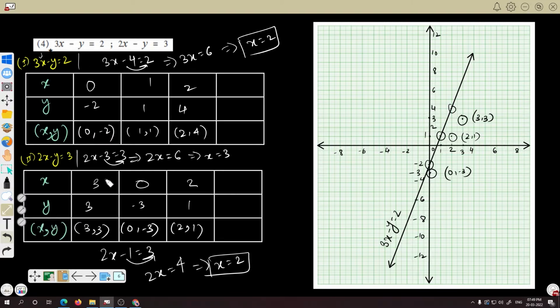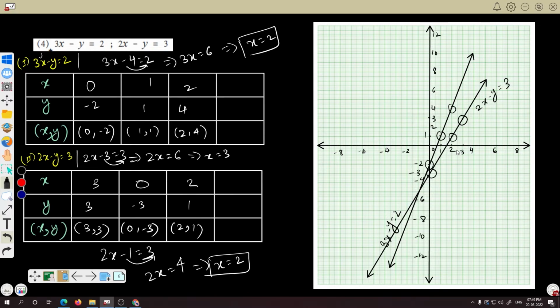To plot the graph, I will join all the lines in such a way that the points lie exactly on the line, like this. The graph looks like this. Fine. Now I'll again erase the coordinates. This line represents 2x minus y is equal to 3.